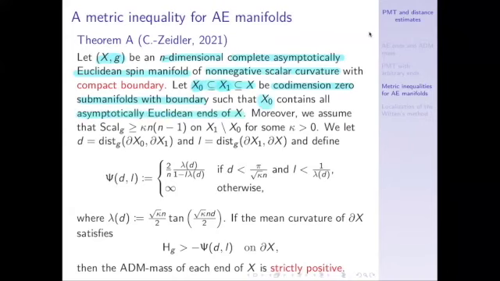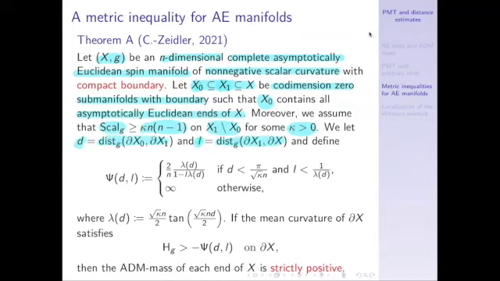And moreover, we assume that the scalar curvature is greater or equal than κ times n times n minus 1. So clearly, this is just a normalization constant to make the inequalities look a little bit nicer, on X1 minus X0 for some positive constant κ. Moreover, let D be the distance between the boundary of X0 and the boundary of X1, and L be the distance between the boundary of X1 and the boundary of X.